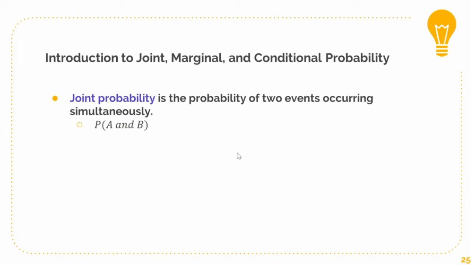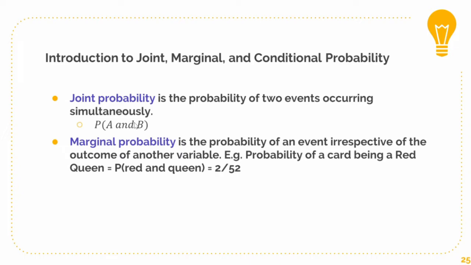So let's look at joint probability first. This is the probability of two or more events happening simultaneously. Marginal probability is the probability of an event irrespective of the outcome of another variable. Example, the probability of a card being a red queen. That's the probability of P, red and queen, which is 2 over 52. So this is how we represent it in probability here. The probability of event X is equal to A for all outcomes of event Y.